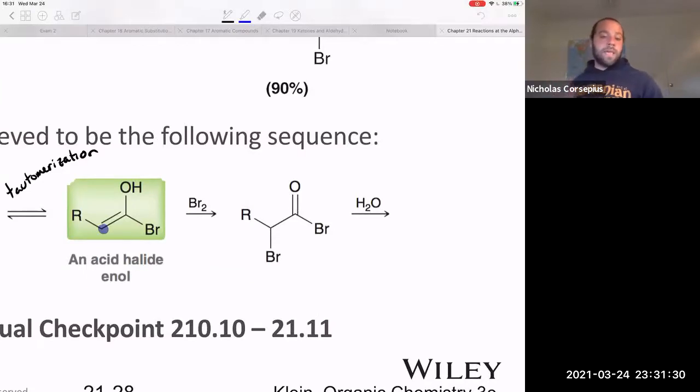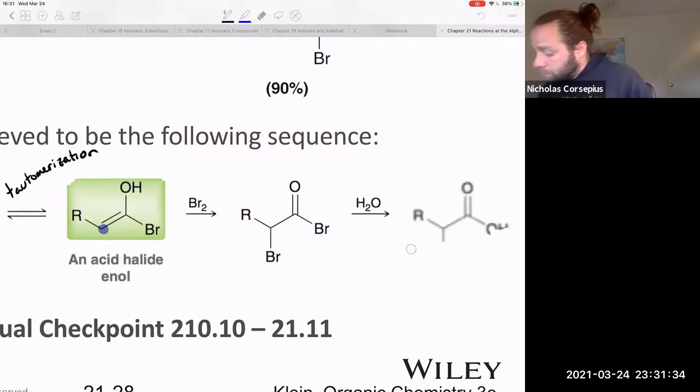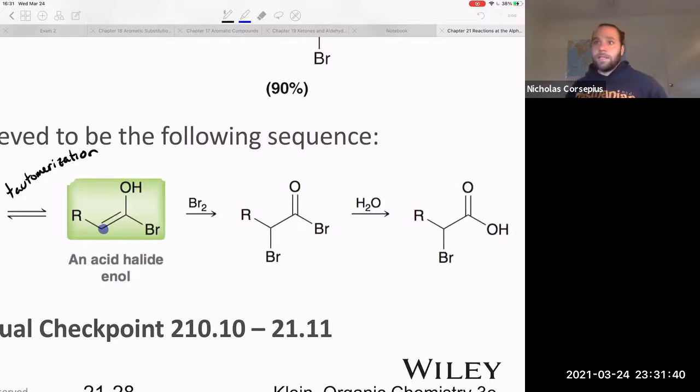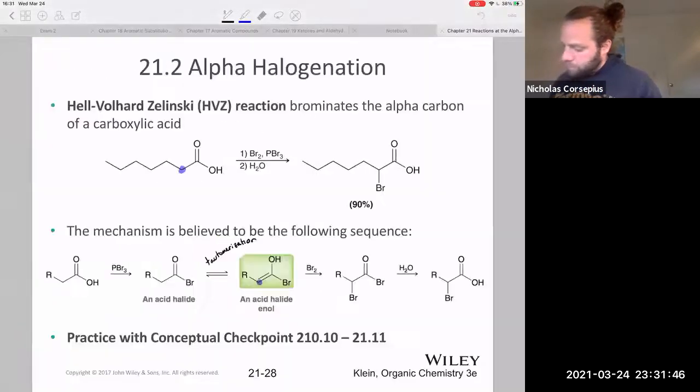And what happens when we add water to our acyl bromide? Remember that we just get conversion back to a carboxylic acid. This is one of the reactions we learned last chapter. Acyl halides will react with water to form carboxylic acids. Okay, so this is the HVZ reaction, just kind of a special case where we're brominating the alpha carbon of a carboxylic acid.